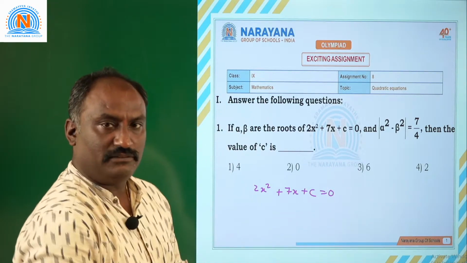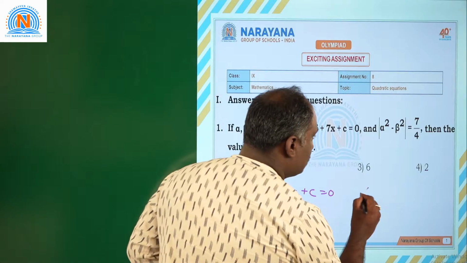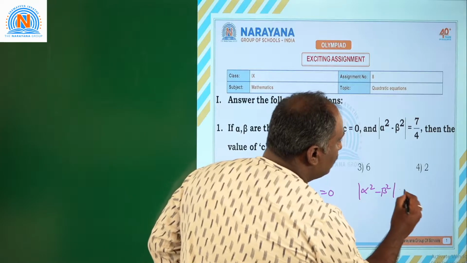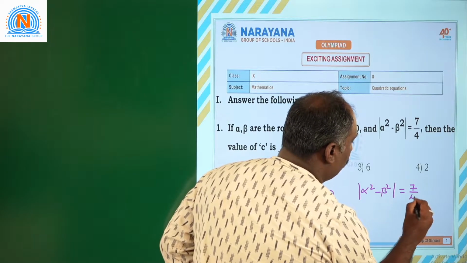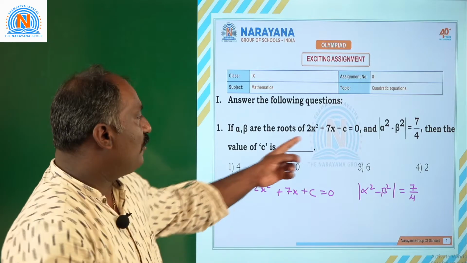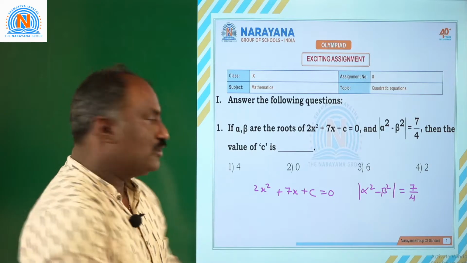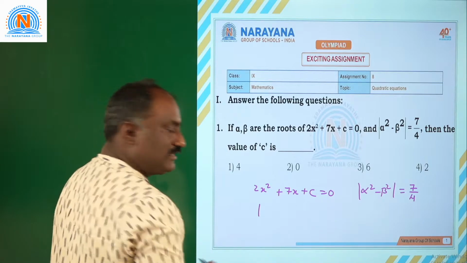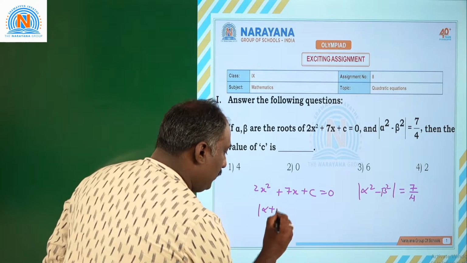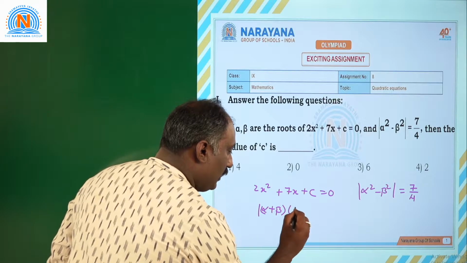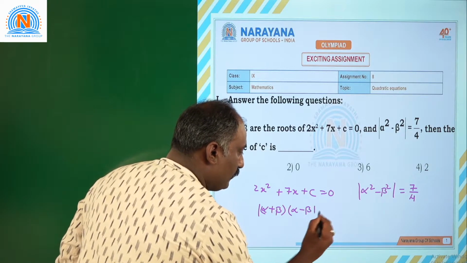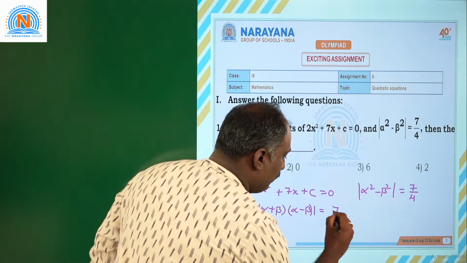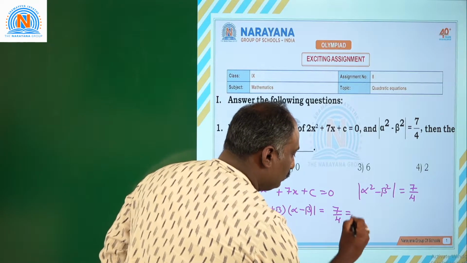This is a given equation, and one more given data is modulus of alpha square minus beta square is equal to 7 by 4. They are telling us to find the value of c. So, modulus of, I can expand a square minus b square, that is nothing but a plus b into a minus b, that is equal to 7 by 4 from the given equation.